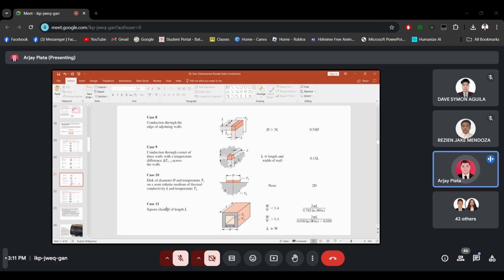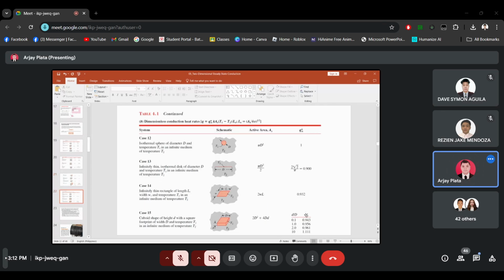Case 11 is a square channel of length L. I think we have some problems similar to this figure. So we have W over w less than 1.4, and W over w greater than 1.4. If the ratio of W over small w is less than 1.4, we have this equation. If it's greater than 1.4, we have this equation. Okay?